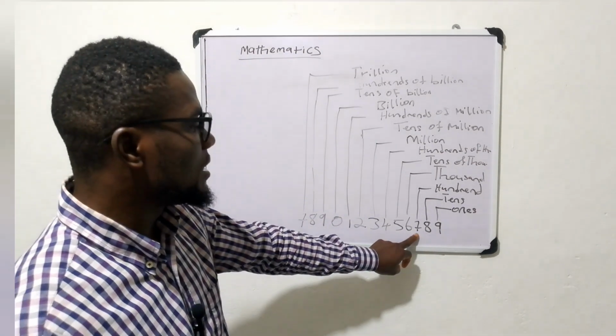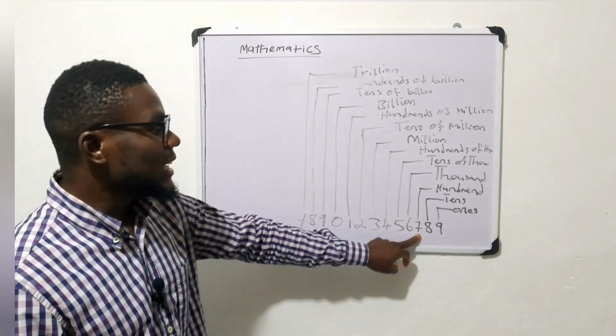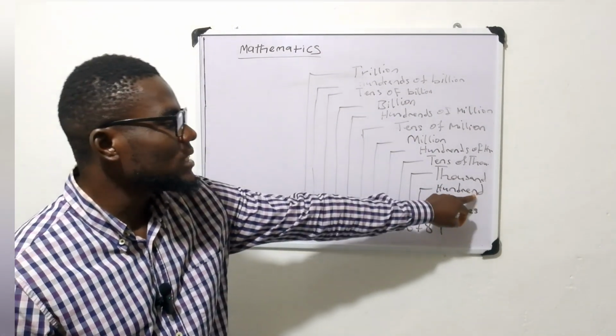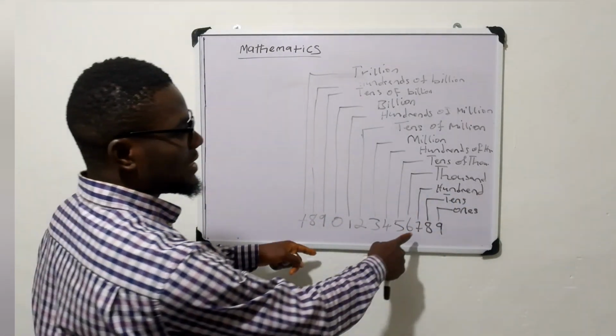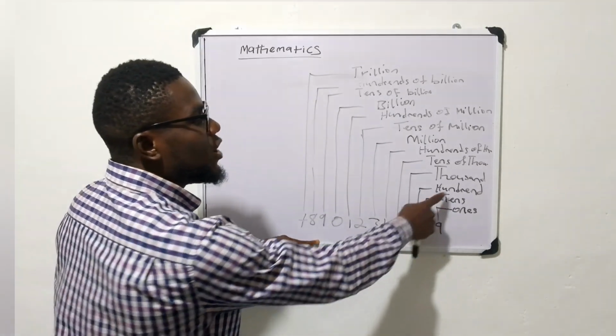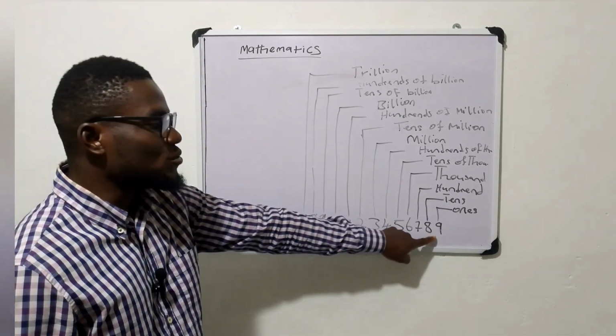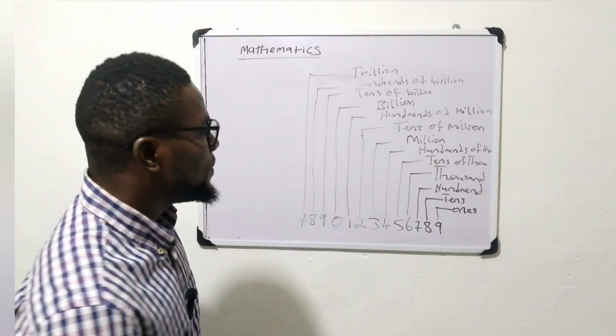Now we have 3 here, and we have 7 here. Sorry, the 7 is in the position of hundreds. That is to say, the value this position possesses or carries is 100. Not 10, not ones, but hundreds. Okay, now let's proceed.